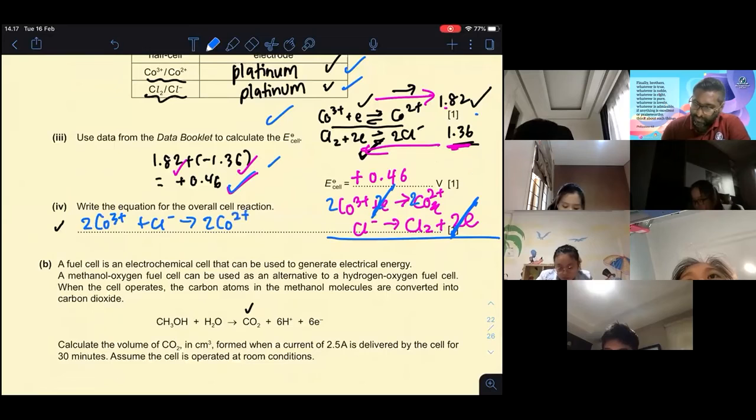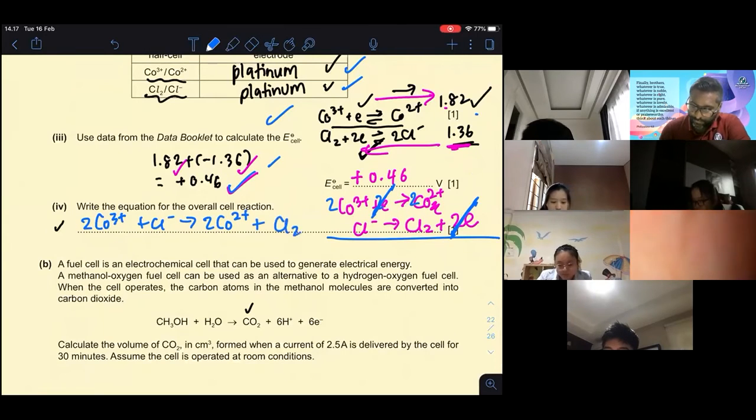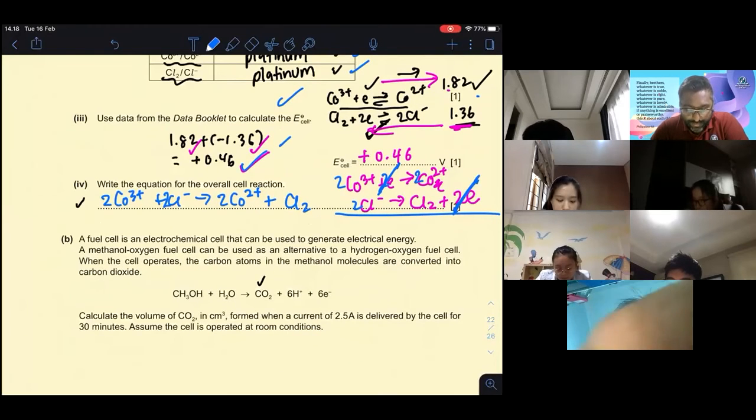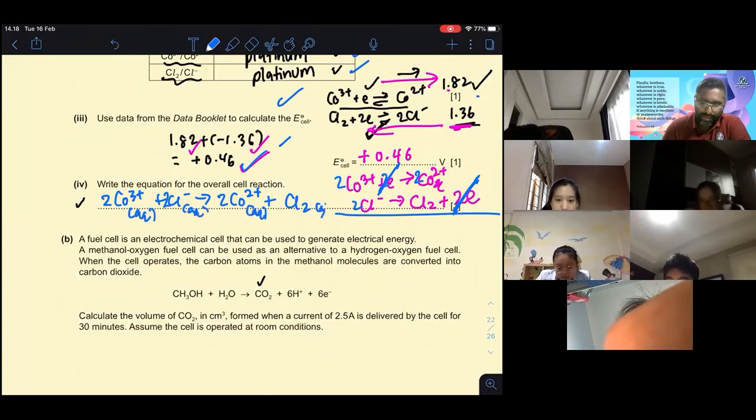Cobalt 2 plus, Cl2. So this one must be 2. Okay, I think that's it. This is going to be the equation for the overall reaction. If you want to write aqueous, aqueous, and this is going to be gas, go ahead.